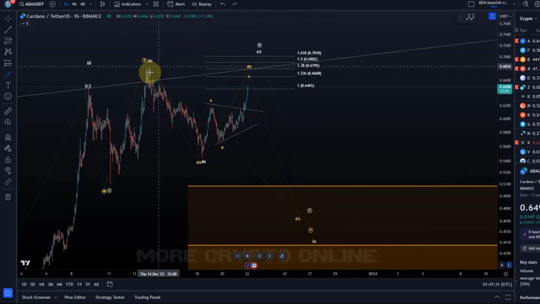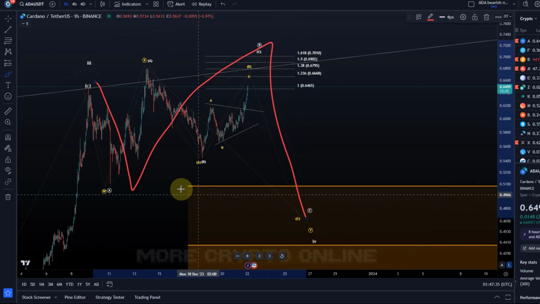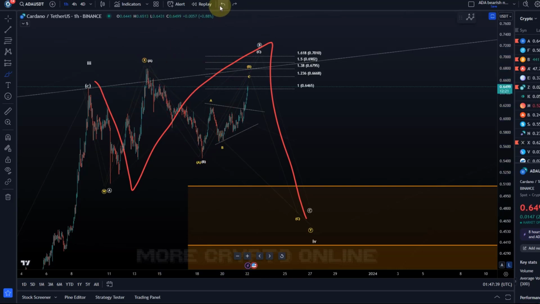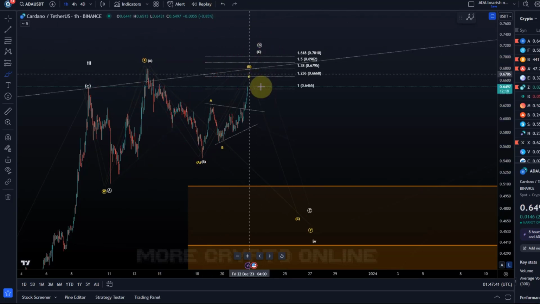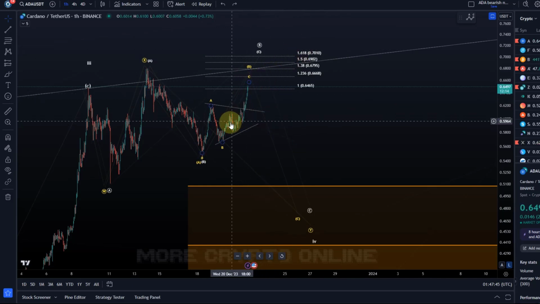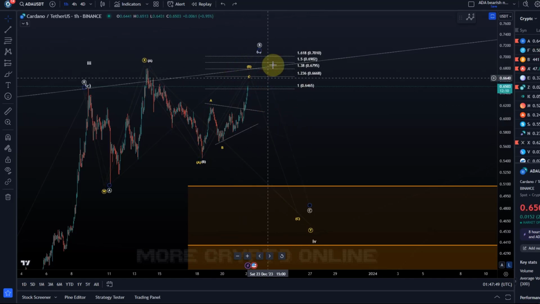And then there's the white structure, ABC. In this scenario, the B wave is an ABC structure and could even go a little higher than the yellow B wave. So literally the question is, how high do we go now? We'll see that, probably tomorrow we'll have an answer, but I can give you some levels.